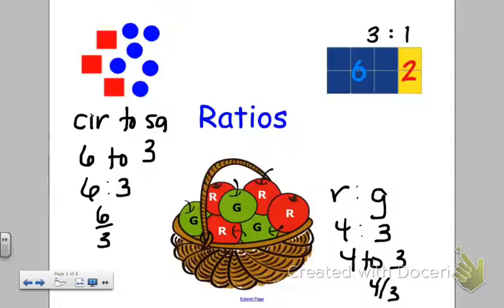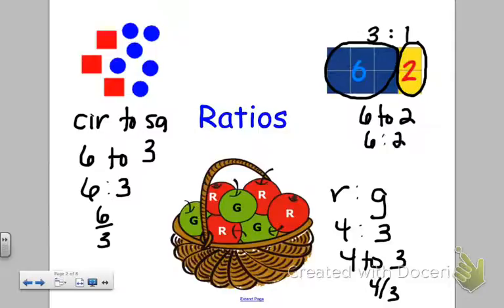Now in the top right you can see basically a ratio that's kind of already done for you. Here they're comparing the 6 blue squares to the 2 yellow squares. So that's a ratio of 6 to 2, written in any of the ways.